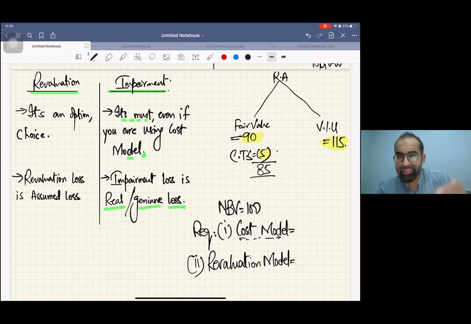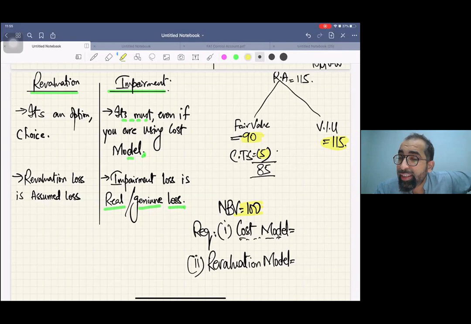Now open your eyes and think. 115 and 85, which one is higher? Obviously, 115 is higher, right? So the recoverable amount is 115. Your carrying value, your NBV, is 100. Your NBV is 100 and recoverable amount is 115. No need to do any impairment.